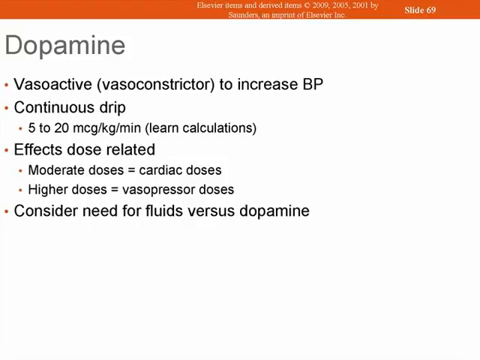Dopamine is a vasoactive vasoconstrictor that's used to increase blood pressure. It's used as a continuous drip infusion. Typically, the medication is 5 to 20 micrograms per kilogram per minute. You need to know how to calculate that. The effect is very dose related. A low dose can give you a renal dilatation, a vasodilatation effect first. A moderate dose gives you cardiac effect, and then higher doses of dopamine put you into vasopressor effects.